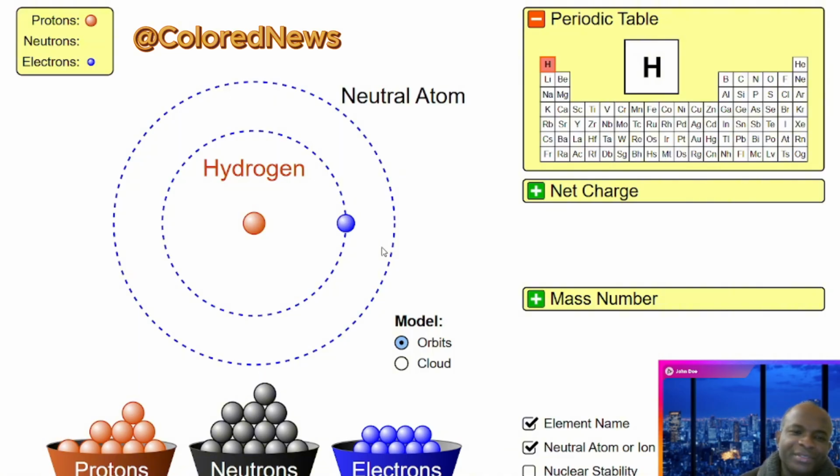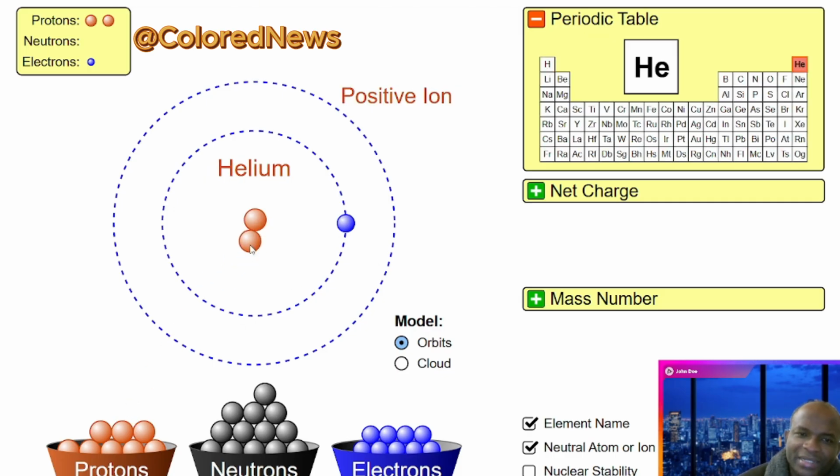Now, what happens if I add one proton to my atom? I have a positive ion. Why? Because I have more of the positive charge than my negative charge. And what happens if I add one electron? I'm going to have a neutral atom because the two positive charges balance up with the two negative charges.